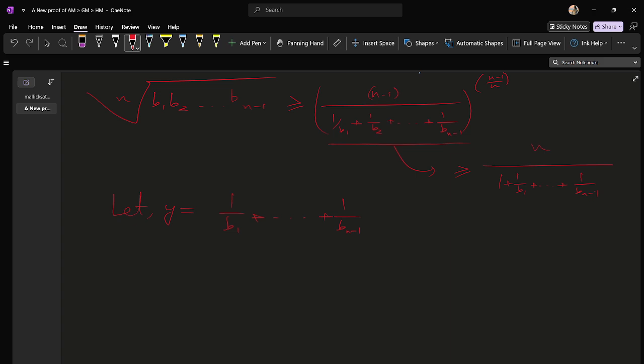So now we have to rewrite the equation again. By rewriting, we will get (n minus 1 upon y) whole to the power n minus 1 by n, which is again greater than or equal to n by 1 plus y. Taking logarithms on both sides, we will get n minus 1 by n.